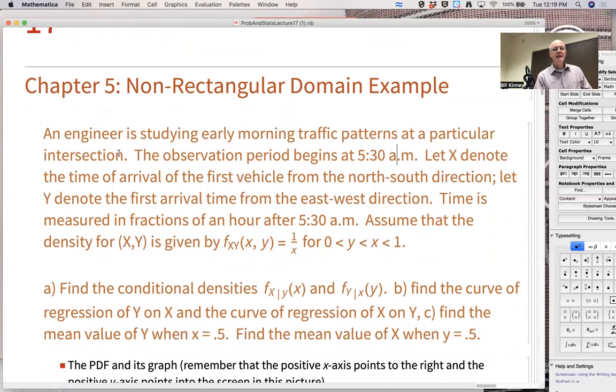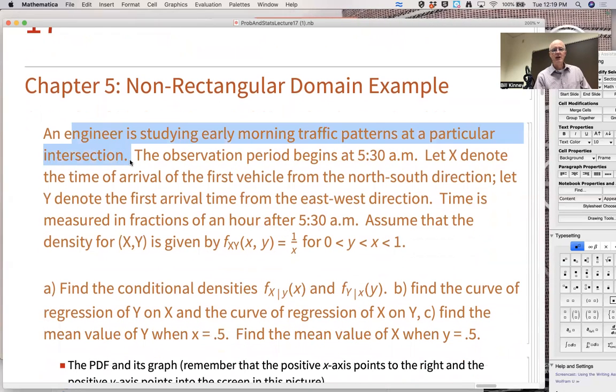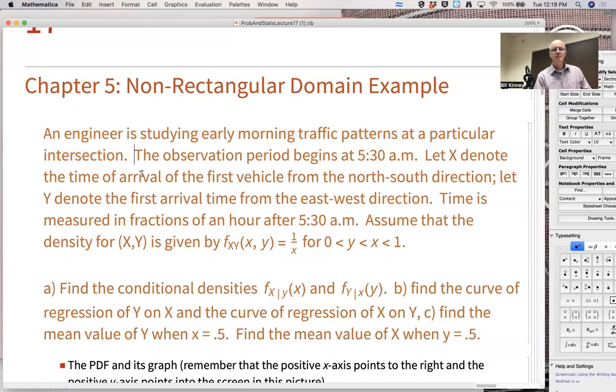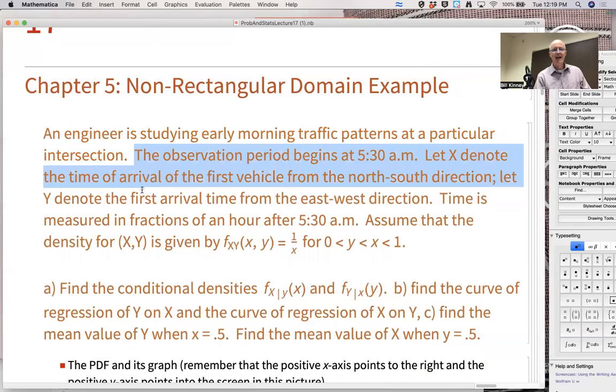An engineer is studying early morning traffic patterns at an intersection. The observation period begins at 5:30 a.m. Let X denote the time of arrival of the first vehicle from the north-south direction, and Y is the time of the first arrival from the east-west direction. Time is measured in fractions of an hour after 5:30 a.m.